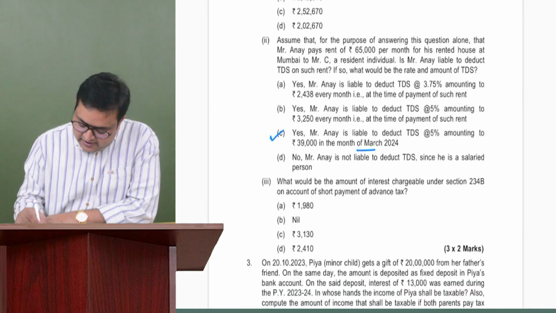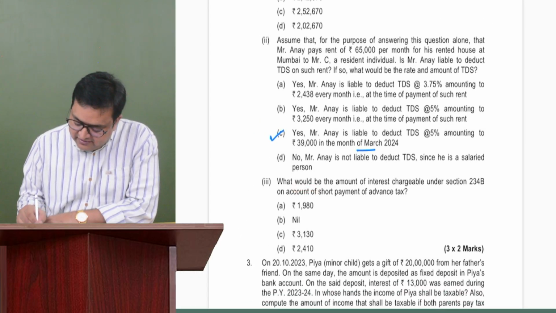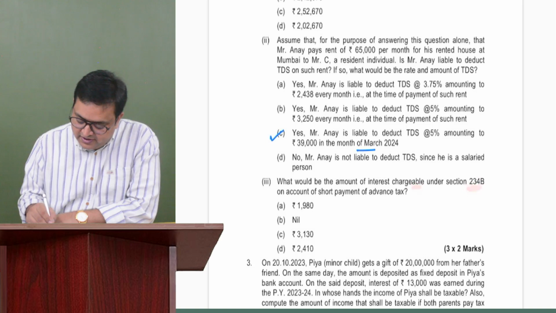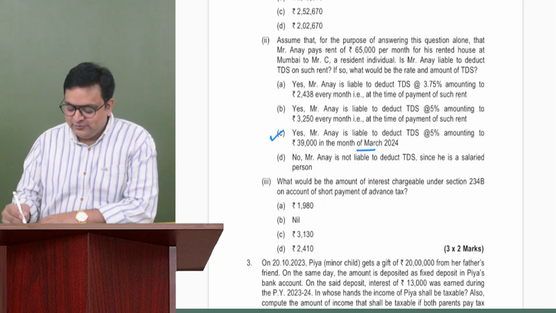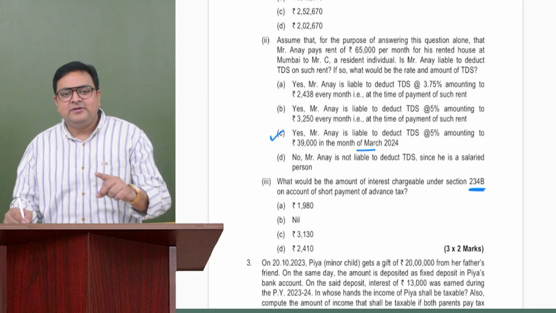Okay. And the third is, what would be the amount of interest chargeable under 234B on account of short payment of advance tax? Very, very nice. They are asking about advance tax also. So what would be the interest under section 234B? Do you remember section 234B?